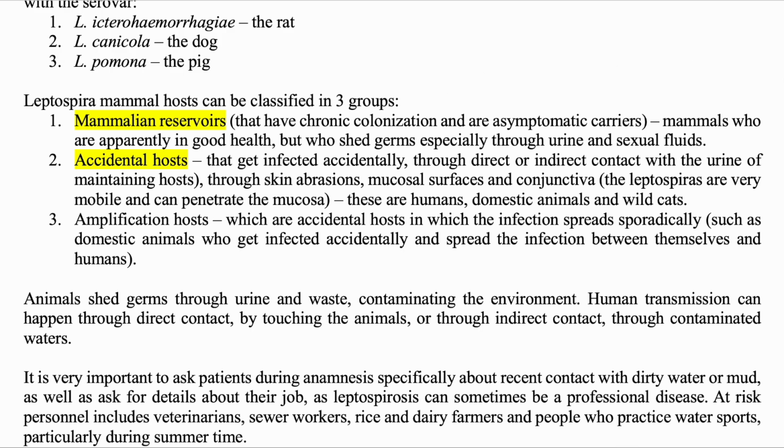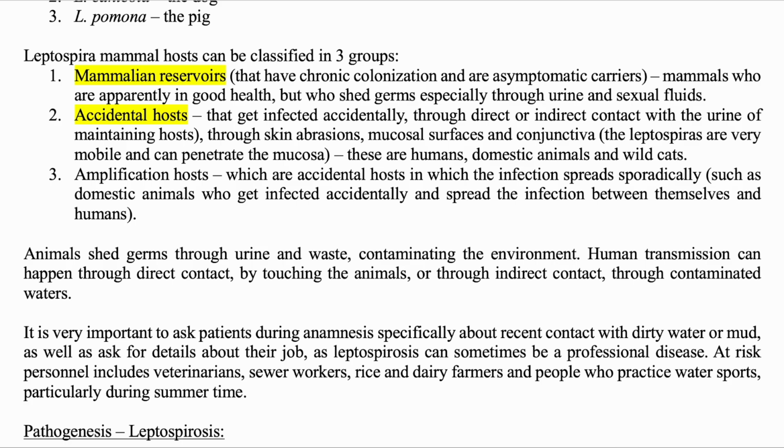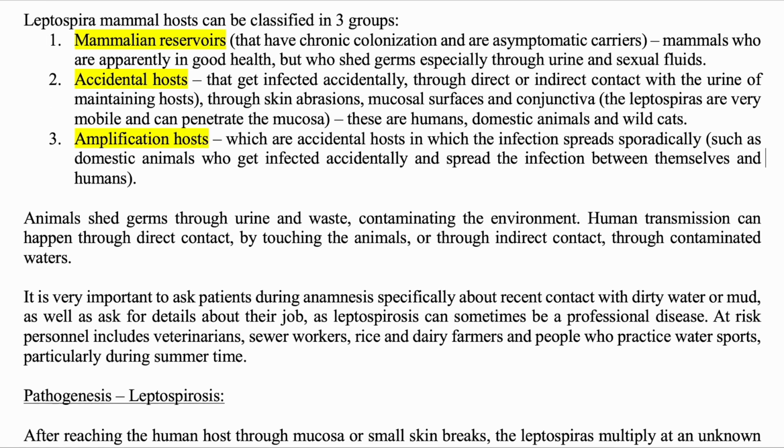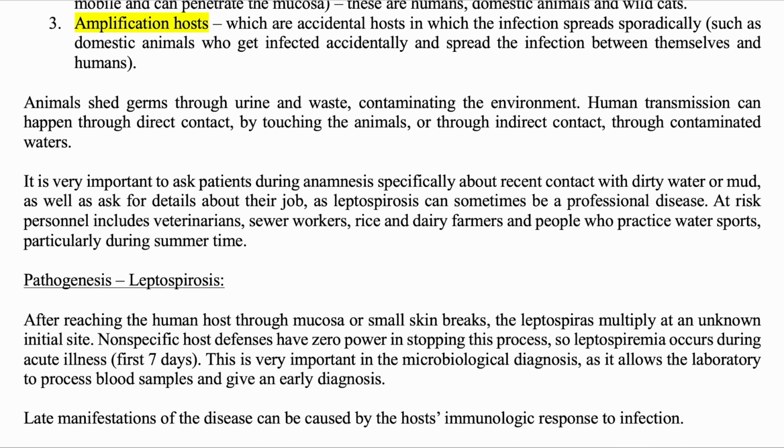The second one are the accidental hosts. They get infected accidentally through direct or indirect contact with the urine of maintaining hosts, through skin abrasions, mucosal surfaces, and the conjunctiva. The Leptospiras are very mobile and can penetrate the mucosa. These are humans, domestic animals, and wild cats. The third type of hosts are the amplification hosts. They are accidental hosts in which the infection spreads sporadically, such as domestic animals who get infected accidentally and spread the infection between themselves and the humans.